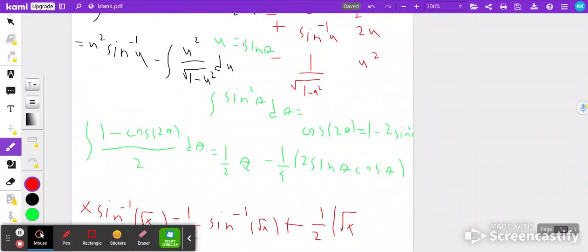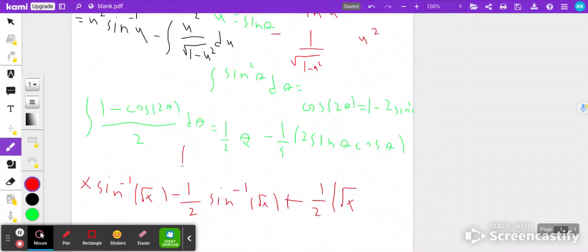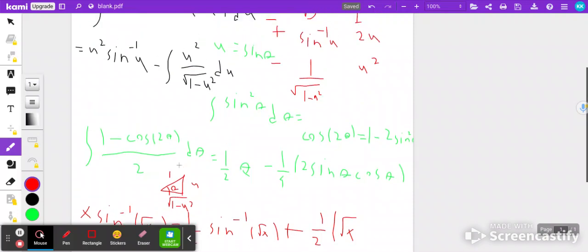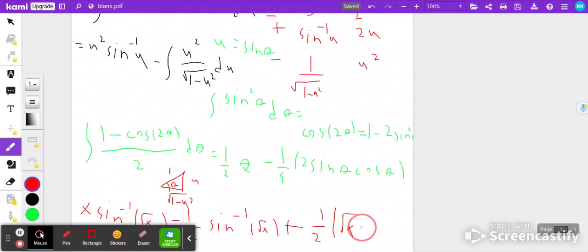We know that sine theta is equal to u. If you draw a quick right triangle, let's say this is theta. So we know that sine theta is equal to u over 1. So this is u, this is 1. So we know that this side here, by using the Pythagorean theorem, is the square root of 1 minus u squared. So cosine of theta is basically the square root of 1 minus u squared over 1, which is itself. And plugging square root of x back in, we get the square root of 1 minus x. And then this plus C is our final answer.